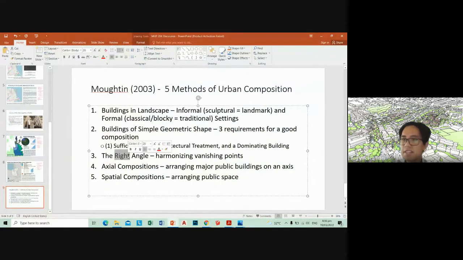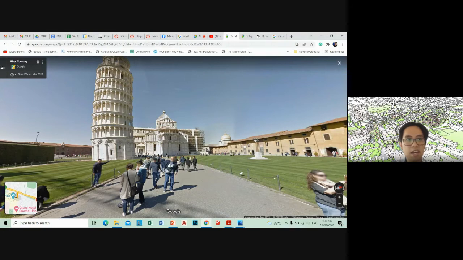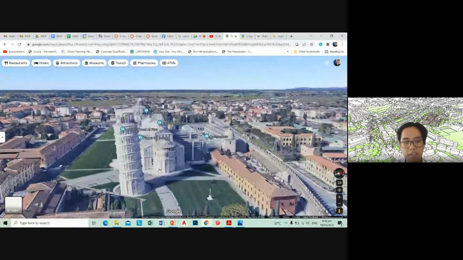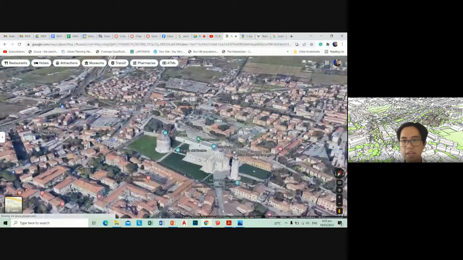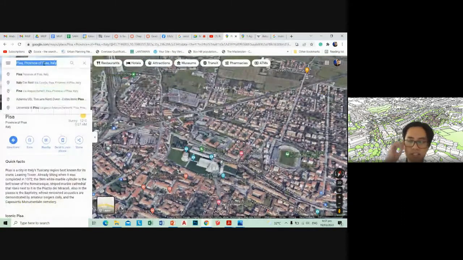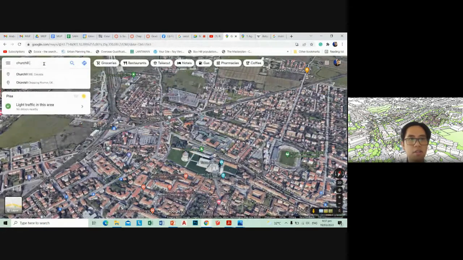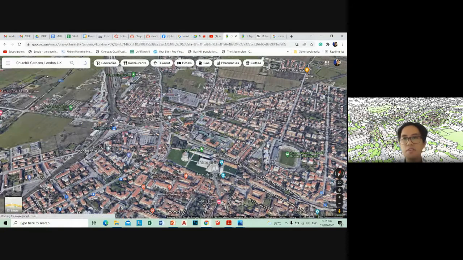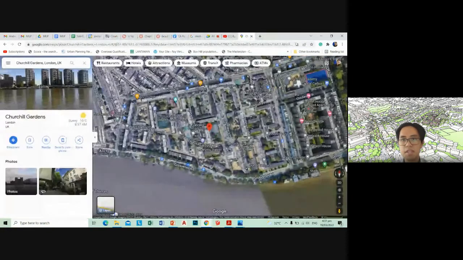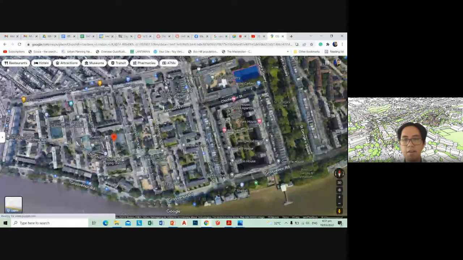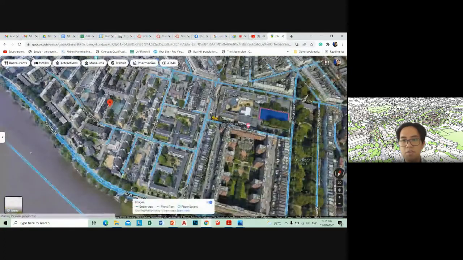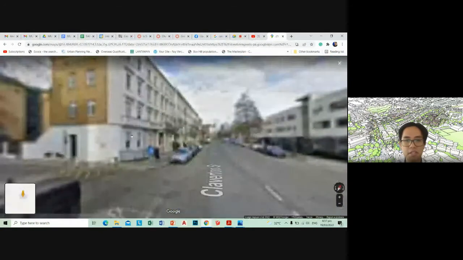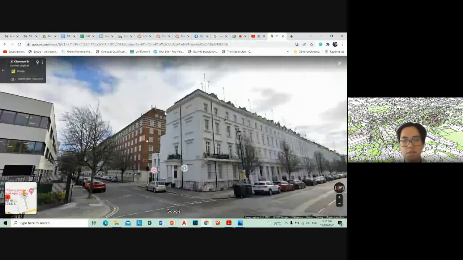The third method is a bit hard to wrap your mind around, but I'll try to explain it. It's harmonizing vanishing points. We can see this a bit in the Pisa complex, but more so in London. The example for Moten here is Churchill Gardens, London, a series of residential buildings mixed with some institutional buildings. I think these are dormitories for a school nearby. I think the school is somewhere here on the left.